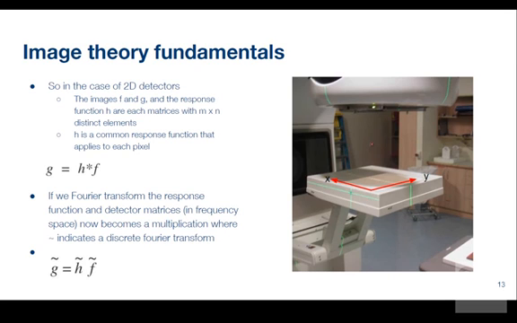So we can determine maybe what f is, knowing h, by doing a Fourier transform. This is an important concept to understand, the fact that we can Fourier transform the response function and the object function, and then it becomes a multiplication to give us the image.